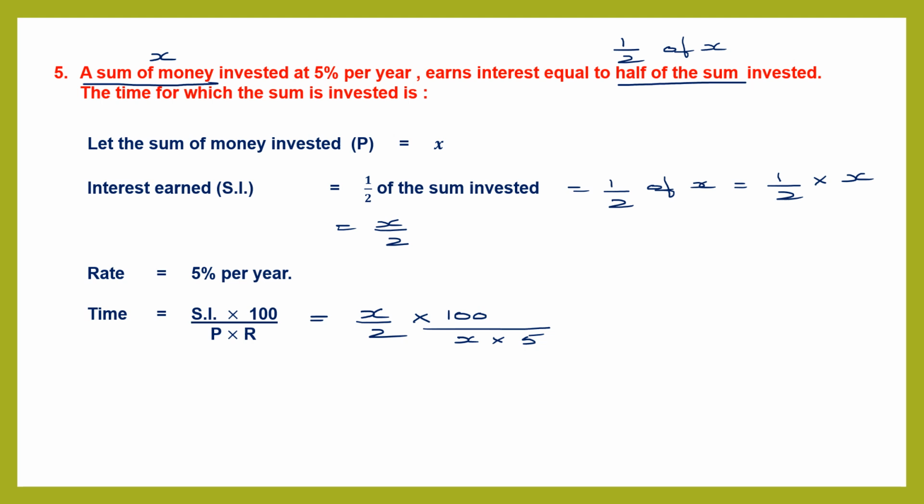Now we can cancel what we want. So I can cancel this X and this. I can cancel 5 and 100. 5 ones are 5. 5 into 20 is 100. I can cancel 2 and 20. 2 ones are 2. 2 tens are 20.